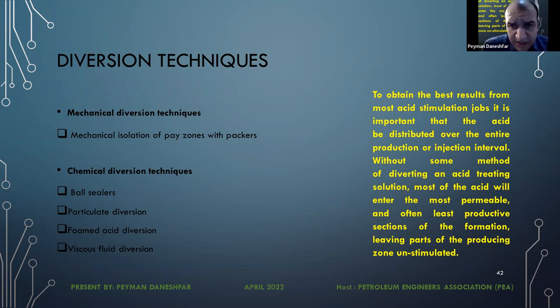To obtain the best result from most acid stimulation jobs, it is important that the acid be distributed over the entire production or injection interval. This is the normal thing that we want to do in a horizontal well.